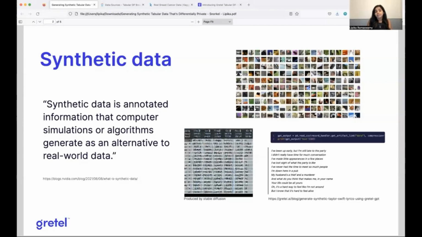Another example might be there are privacy concerns related to sharing a specific type of data. So, again, a healthcare example is, let's say we're talking about a hospital that has patient records and they want to share it with researchers, but they can't because of privacy concerns. So perhaps synthetic data is a good alternative to share data with researchers.